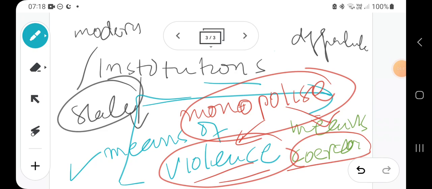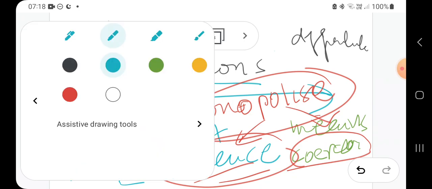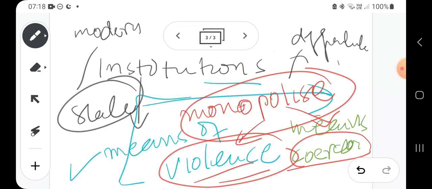So I will say that all states, whether modern or pre-modern, are essentially constituted by institutions which deal with the means of violence and means of coercion. And what differentiates modern state from all other states is that it's essential for modern state to monopolize means of violence and coercion. And if it can't, then to that extent it's not a successful modern state.